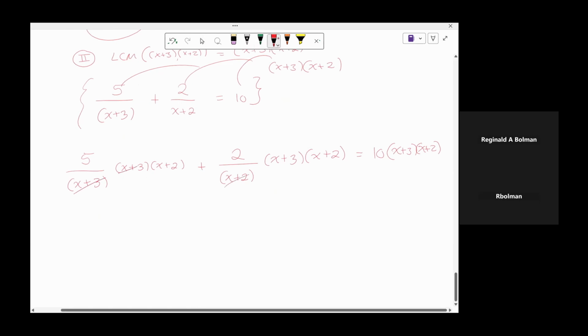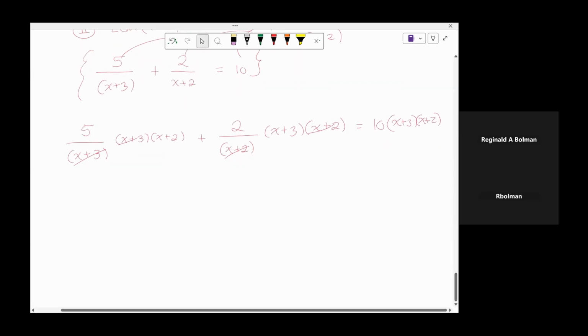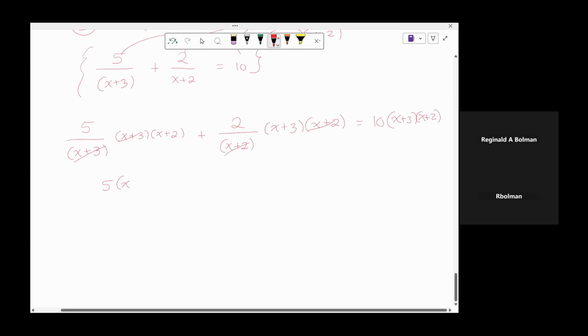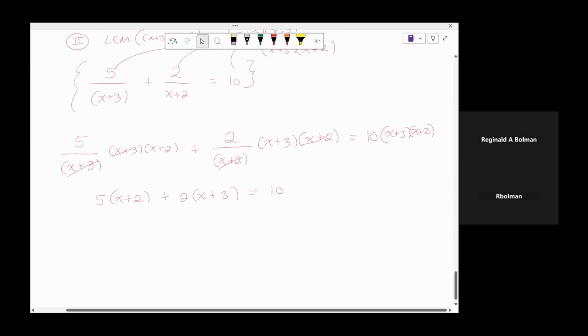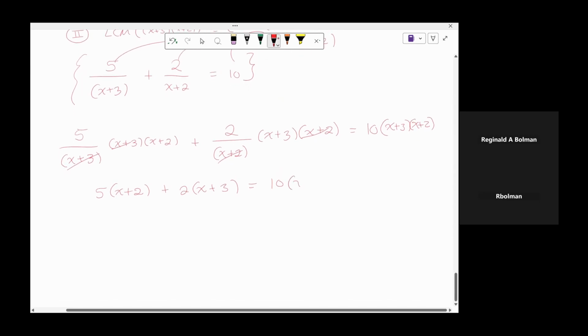And if we did the math on the paper, what we need to see is the numerator and the denominator actually canceling out with one another. We need to see x plus 3 canceling out with x plus 3, leaving us 5 times x plus 2. We should see the x plus 2 terms canceling out, leaving us with 2 times x plus 3. And then finally, on our other side of the equal sign, most critically, you need to make sure your 10 is being multiplied with x plus 3 times x plus 2.